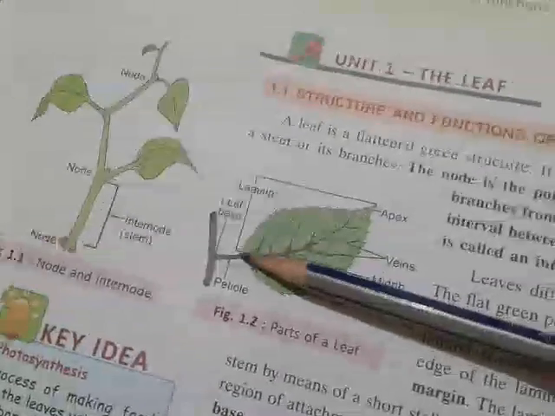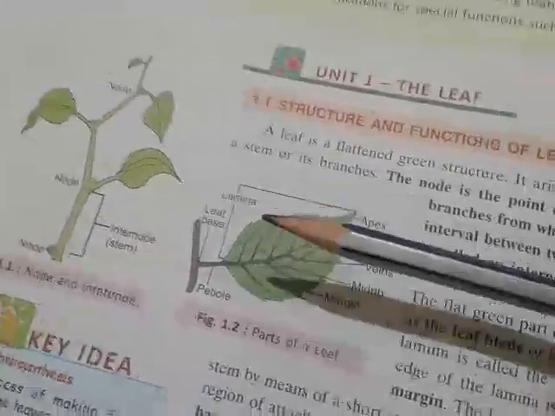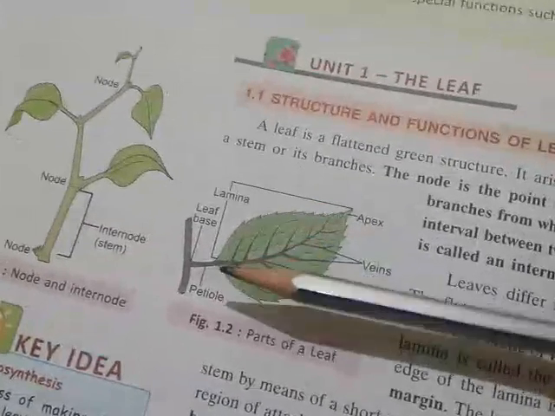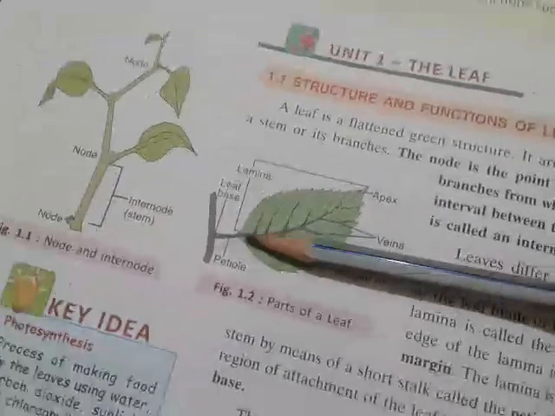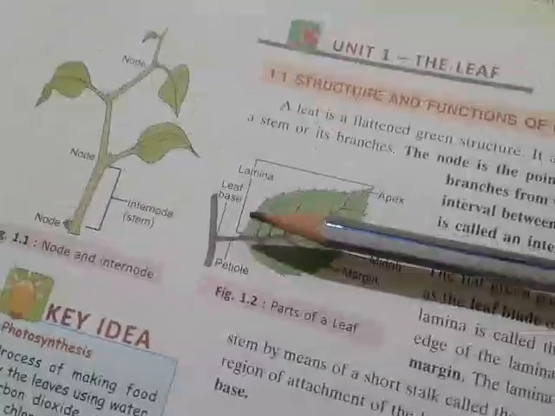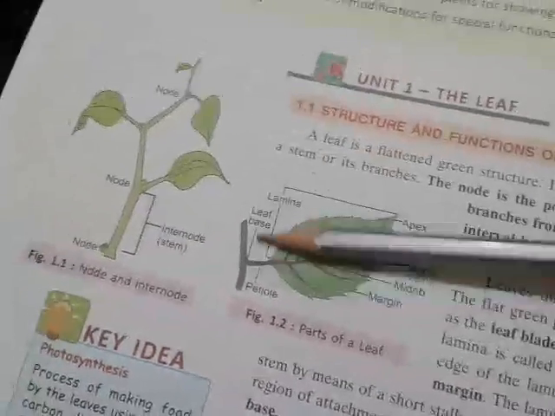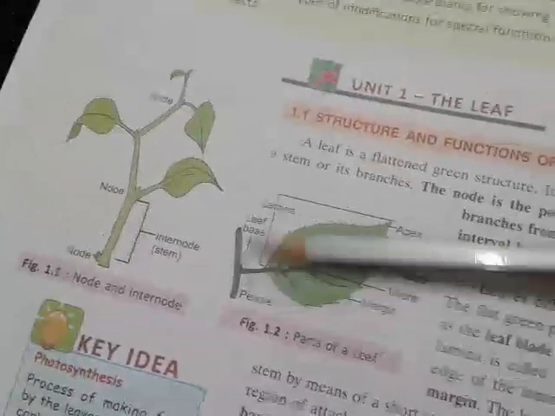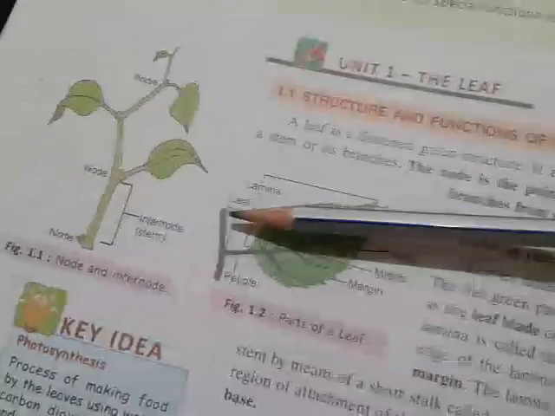And this lamina is attached to another short stalk, or you can say one stem, and this particular stem actually is your petiole. And this whole leaf is attached to another stem-like structure, or you can say the base-like structure, which is called the leaf base.